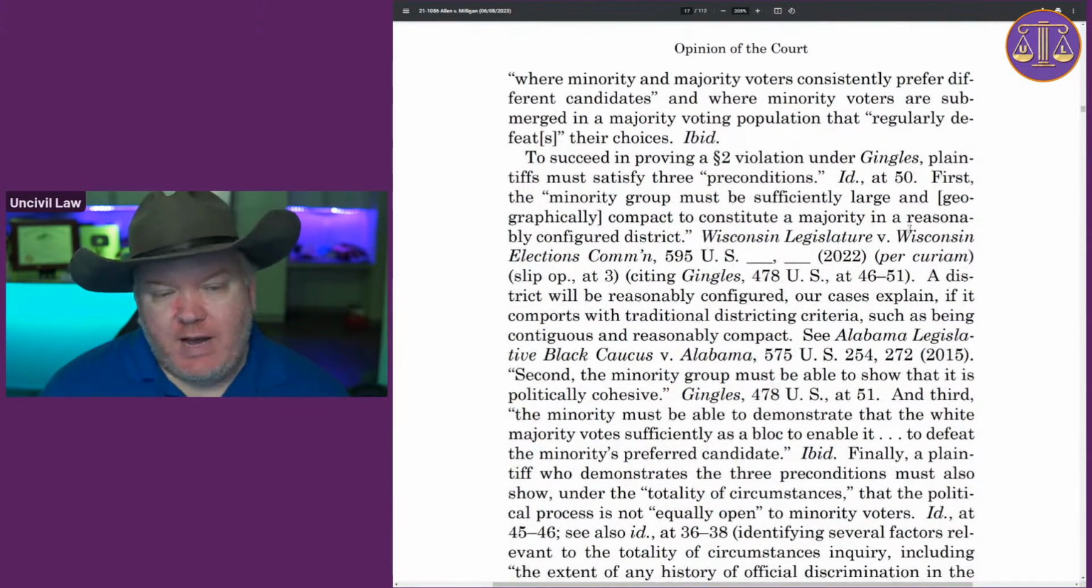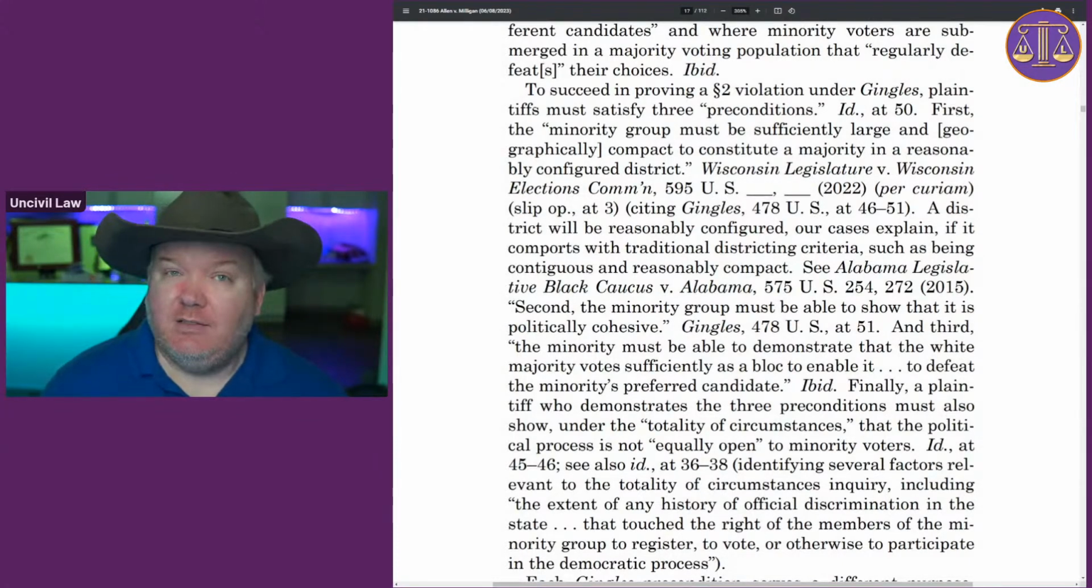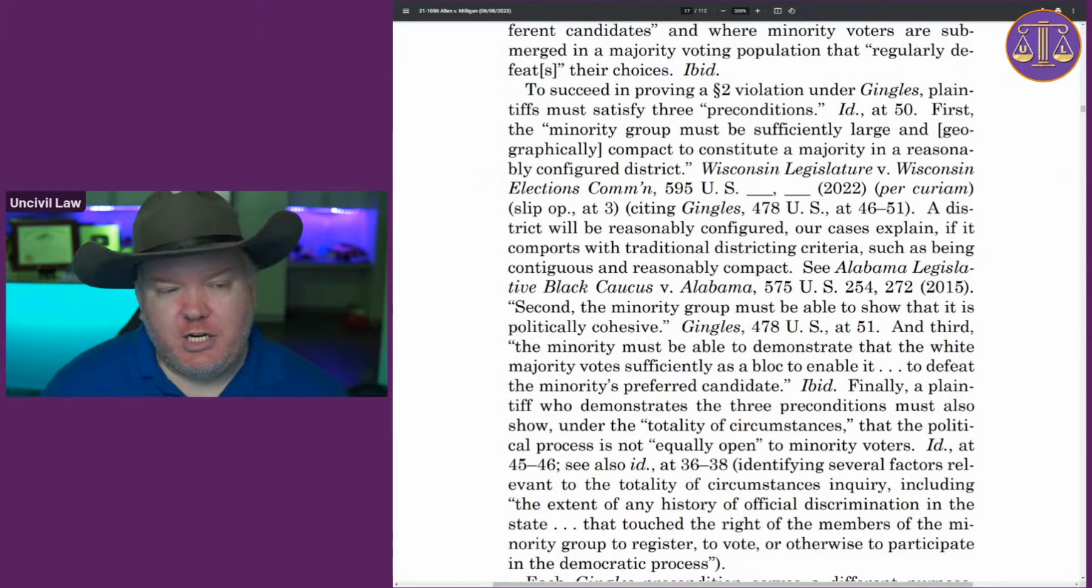To succeed in proving a violation under the relevant law, plaintiffs must satisfy 3 standards. First, the minority group must be sufficiently large and geographically compact to constitute a majority in a reasonably configured district.